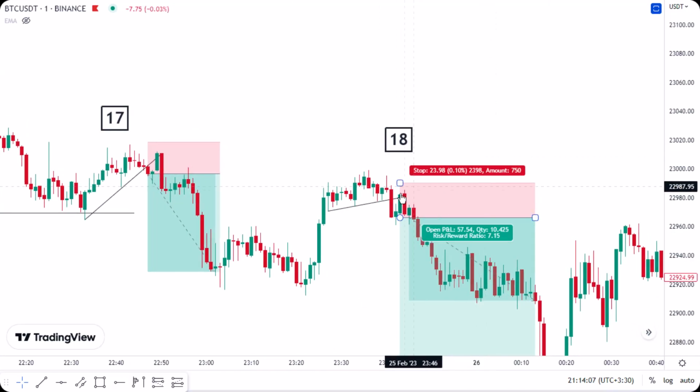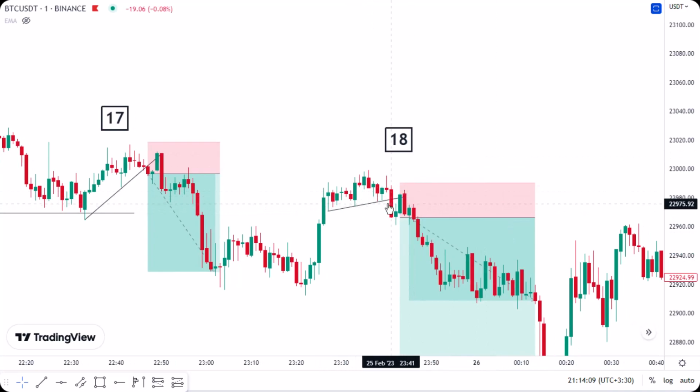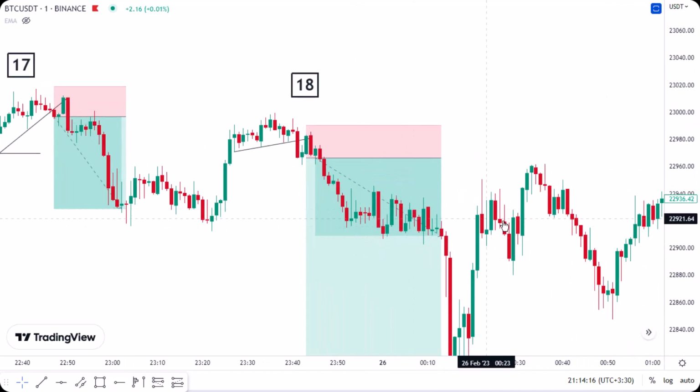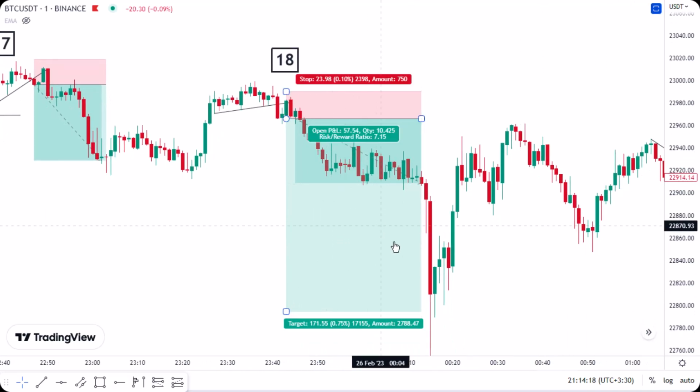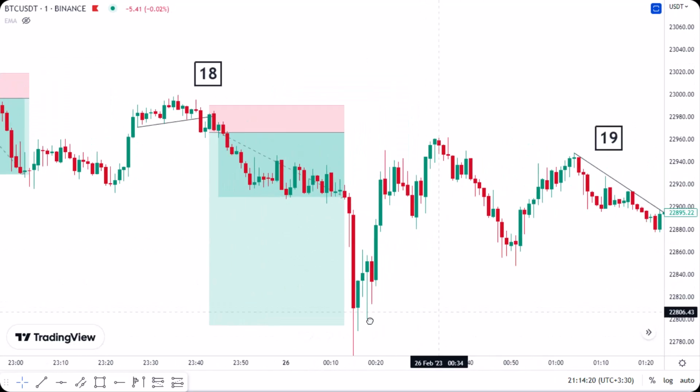On trade 18, we have this trend line with 4 touches. On the 5th time it breaks it here, we enter the sell position, set our stop loss, look for RR2, which gives us something around 7 and even more on this shadow.